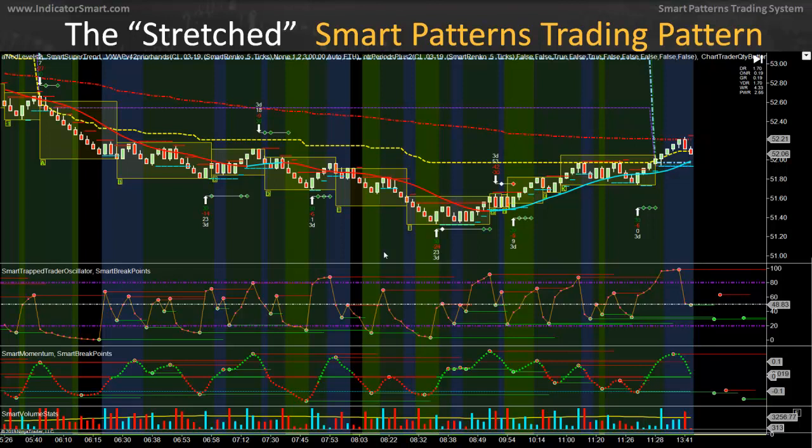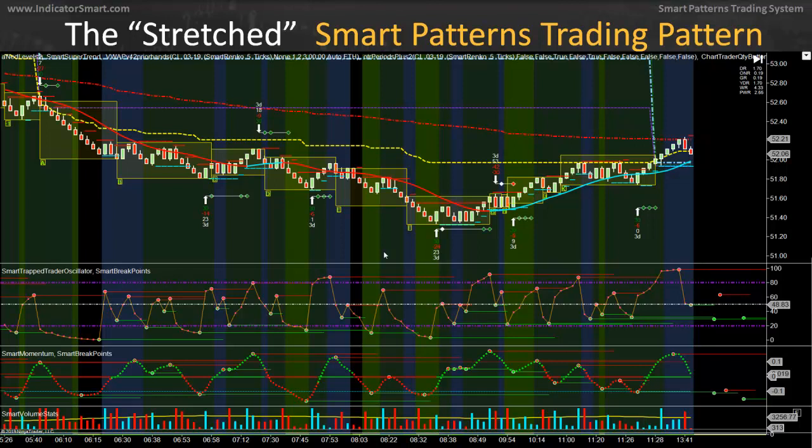And then we got another one there just after 11:26 a.m. We had broken the line on the trap trader oscillator, and we had also broken on the smart momentum again, and another trade. It's a very simple trading system to use. You are stretched in both order flow and momentum at the same time.